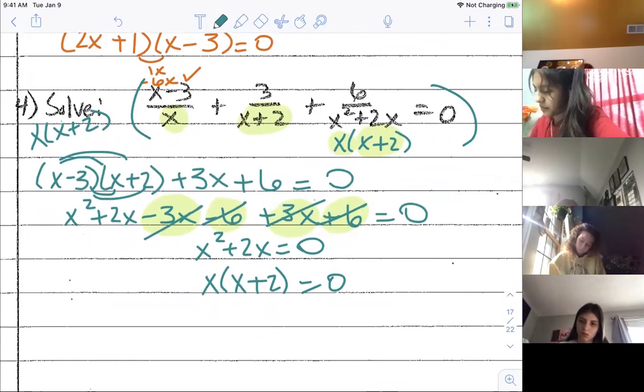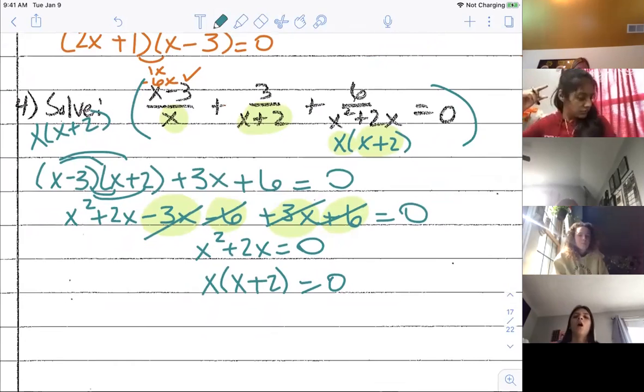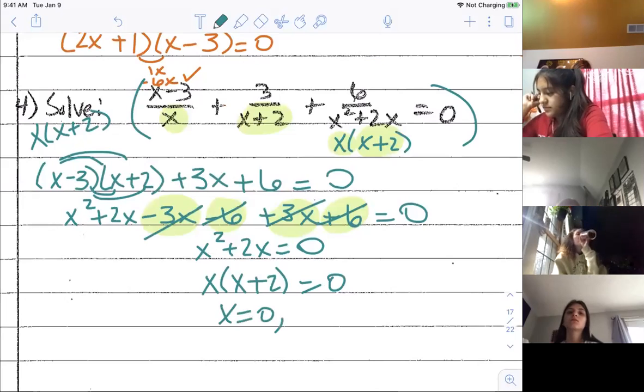I first cleared my denominators by multiplying by x plus 2 and x. I distributed, and when I went to combine terms, I found that the 3x's went away and the 6's went away. So I just had x and x plus 2. And so now my zeros are 0 and negative 2.